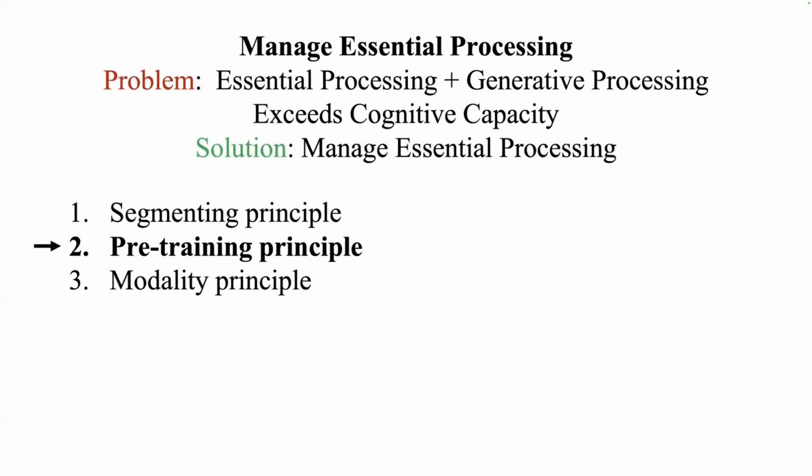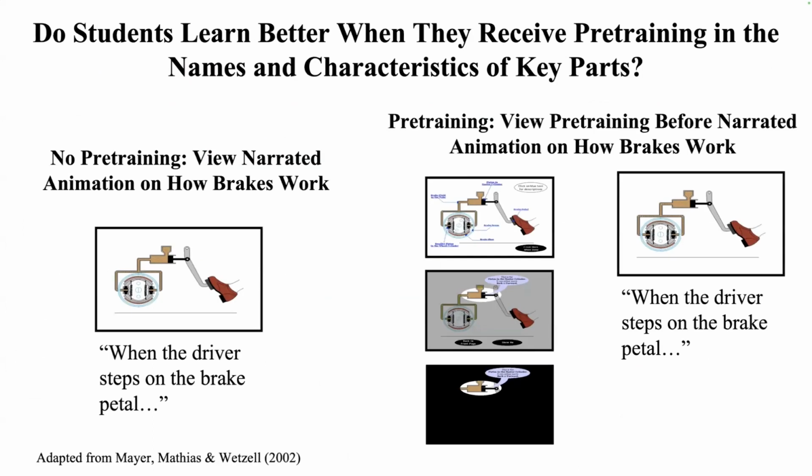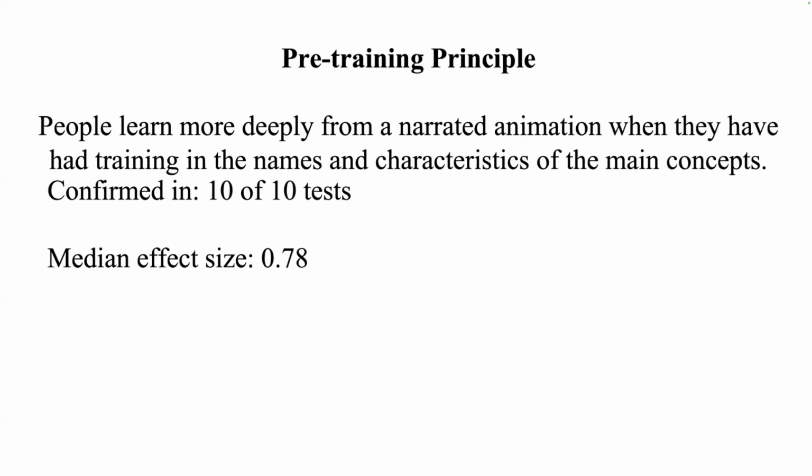Pre-training, which was alluded to in the introduction. Here we have a lesson on a car's braking system on the left, and on the right, we give people pre-training in each part so they get to see where's the piston in the master cylinder, where's the brake fluid in the tube, and so on. They can click on those and see them, and then they get the narrated animation. People do better if they get the pre-training.